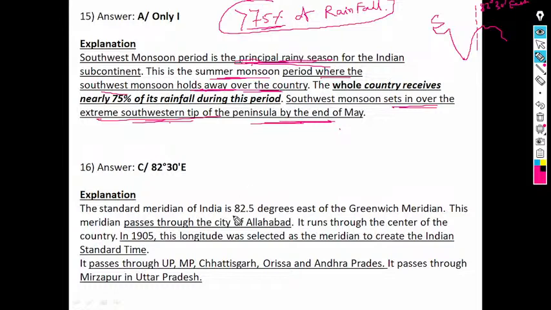The standard meridian of India is 82.5 degrees east of the Greenwich meridian. The Greenwich meridian passes through London, which we take as 0 degrees. India's time line is 82 degrees 30 minutes east of the Greenwich meridian. This meridian passes through the city of Allahabad. It runs through the center of the country.